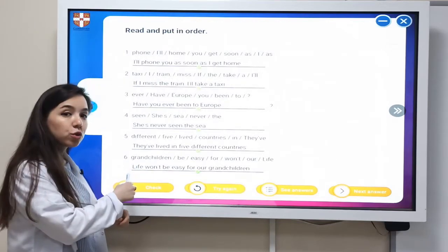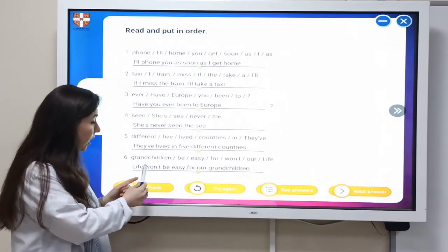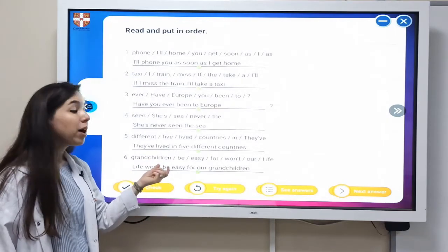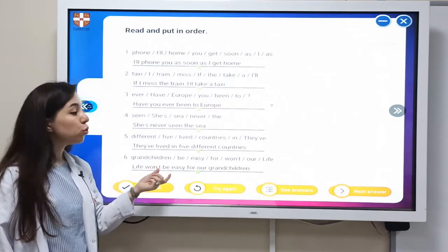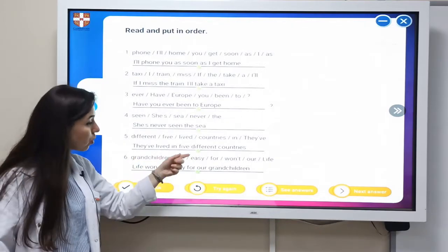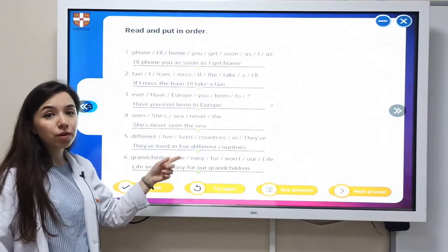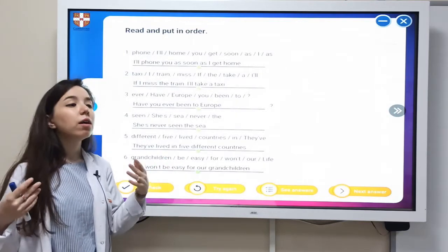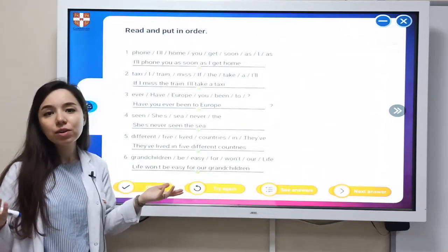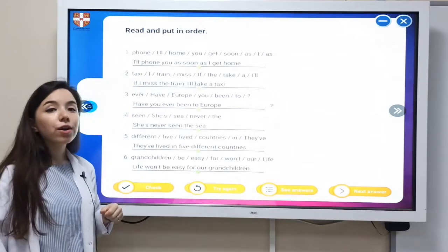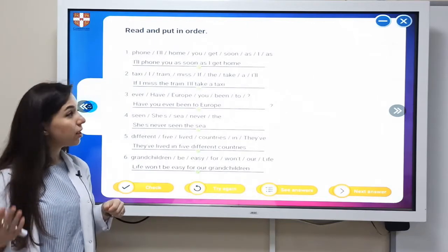First, we need to write life here, then to come with will or won't in future form with our to be verb. For example, to be verb is here like be. It's not going to change because in our sentences we have be, to be verb. But it can be something different. It can be go, live, walk, whatever we can use. So, life won't be easy for our grandchildren. We talk about the future.